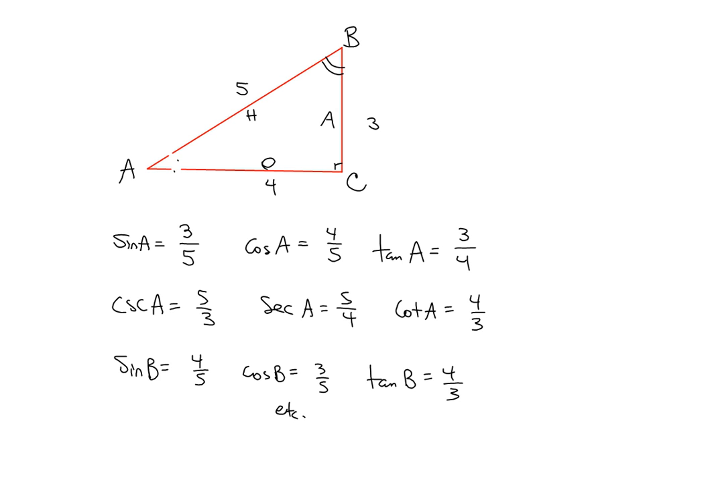All right. Now another thing that they can do, guys, is they can give you this picture and ask you to find these things, but maybe they don't give you the 3. So how would we find the 3? Pythagorean theorem. So this would be 4 squared plus b squared equals 5 squared. So b squared is 25 minus 16 is 9, so b is equal to 3. And so now that you know that this is 3, now you could do all these.